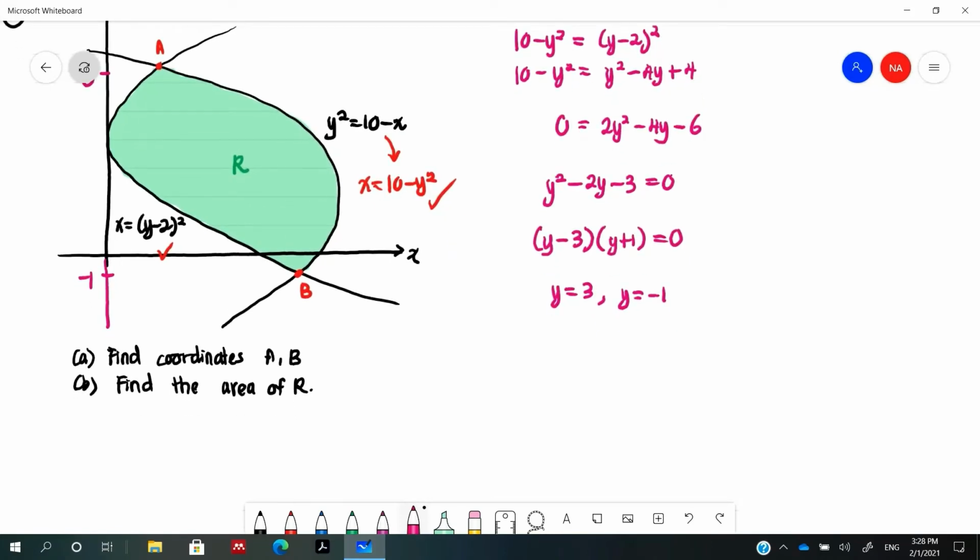What do we call this? The value for y. Now we want to find the value for x because we need to find the coordinates. So we have to substitute. Let's say we've substituted inside this function. 3 minus 2 will be 1. 1 squared will be 1. So x should be 1.